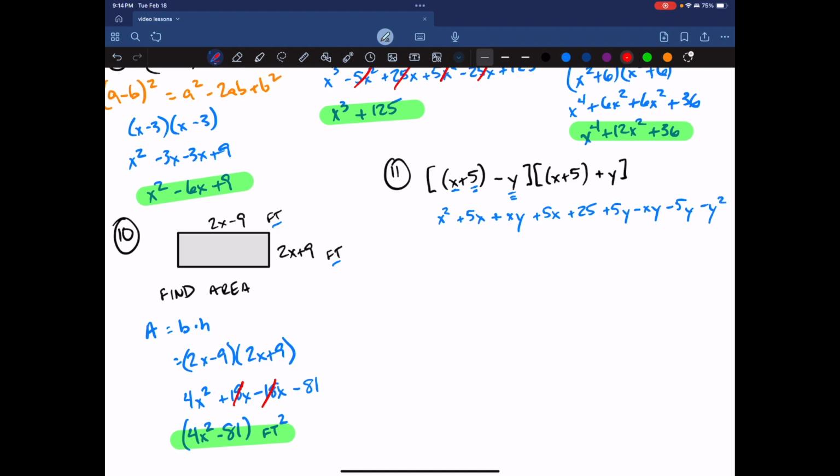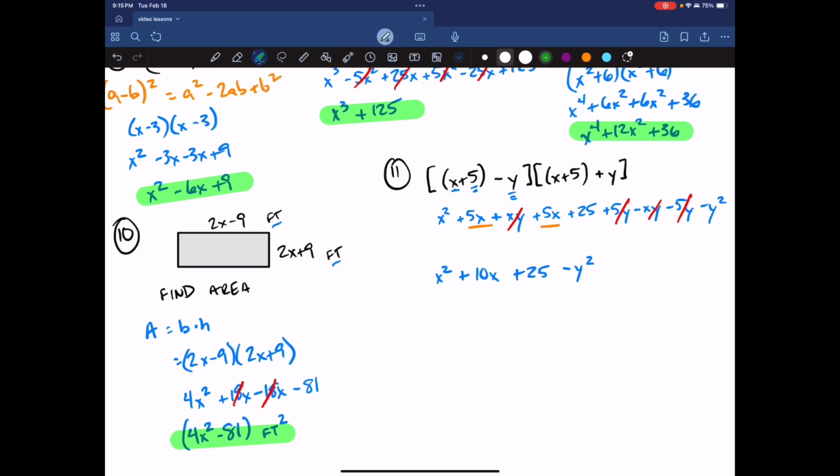Okay. All right, so I have x squared. You have 5x and 5x, so that's going to be 10x. You have a plus xy and a minus xy, so those can fall out. You have 25, so plus 25. You have a minus and a plus 5y, and then a minus y squared.